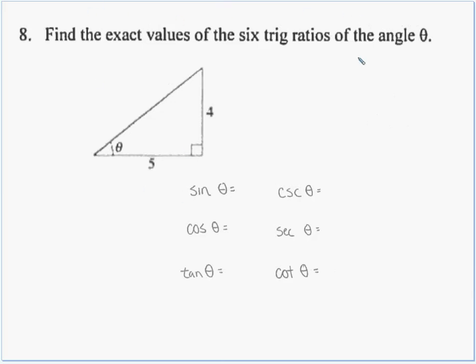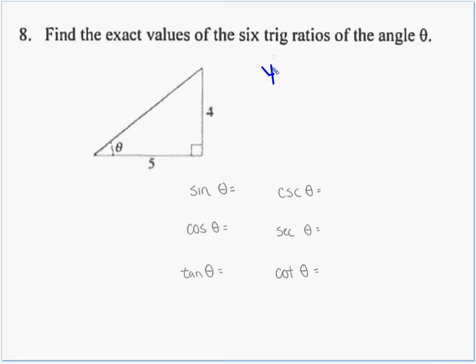Number 8, now we're getting into the 4-3 section, the right triangle trig. So here we got a couple sides of a triangle. We want to find all 6 trig functions. Step 1, find the missing hypotenuse.